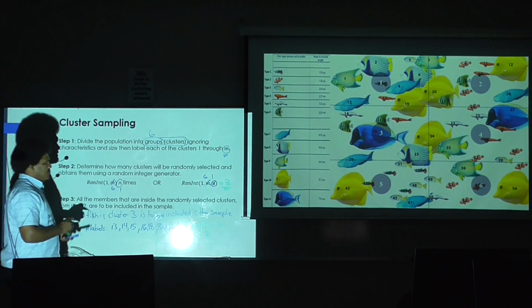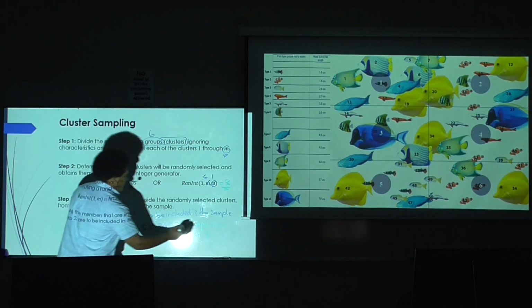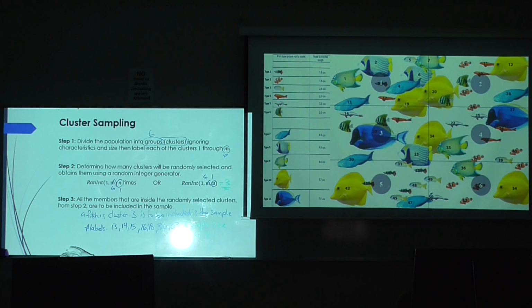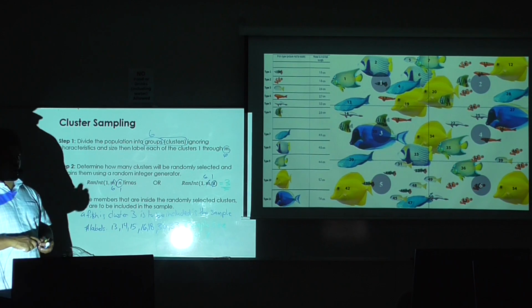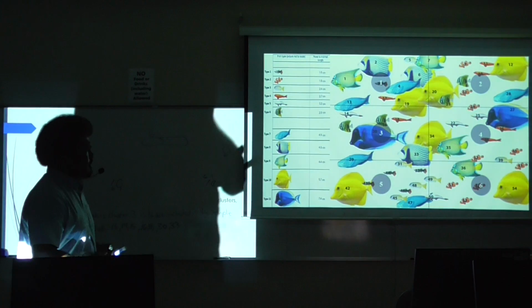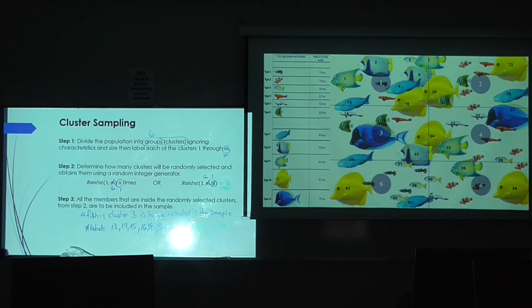Sample size of 7. And that's pretty much how clustering works. Notice how I divide them into groups. I didn't care about the categories. I didn't care about the number of fish in each group. I just made sure I spaced them evenly based off the locations.